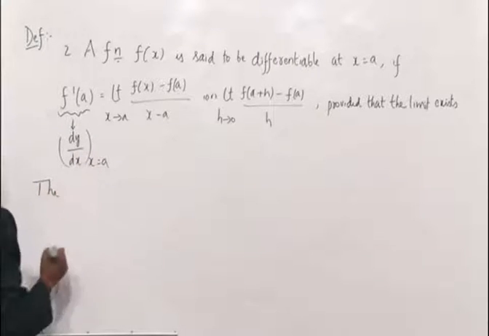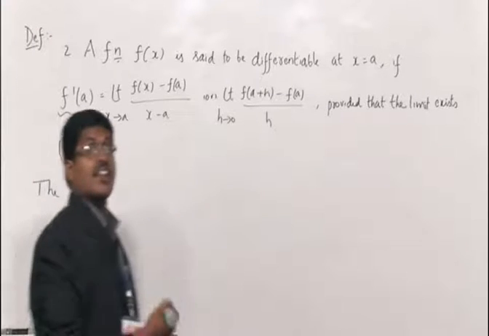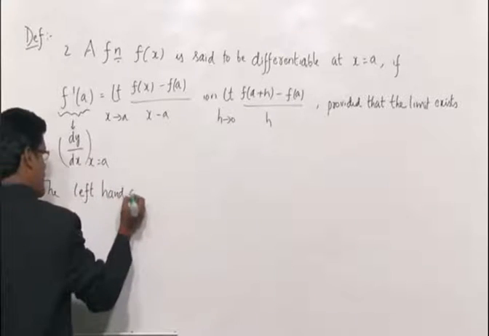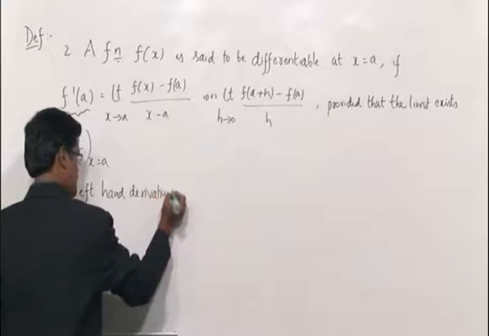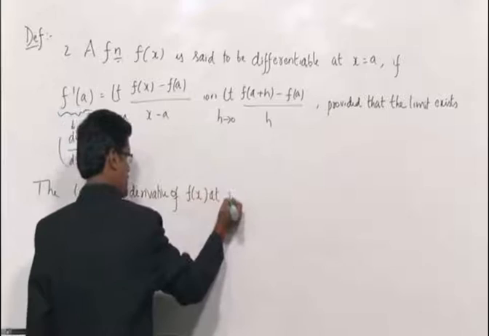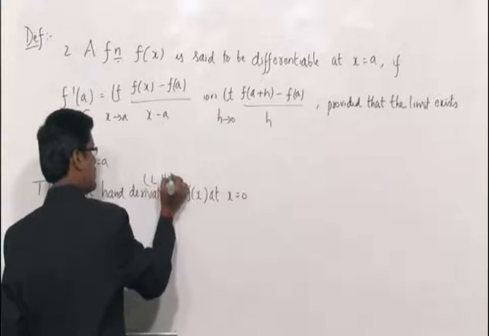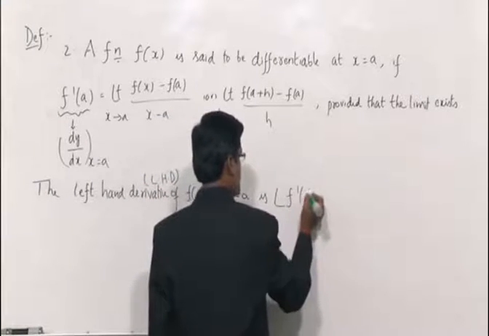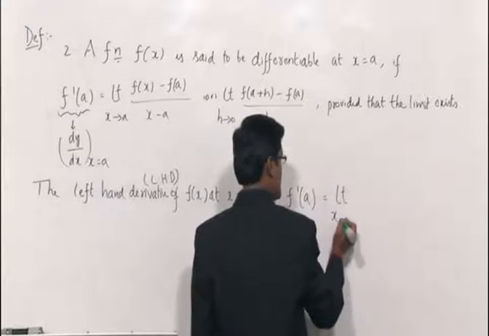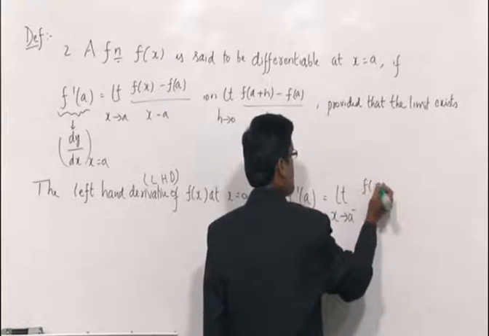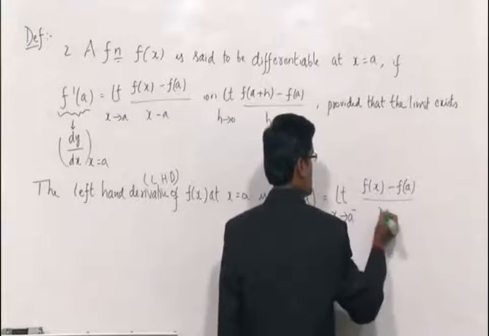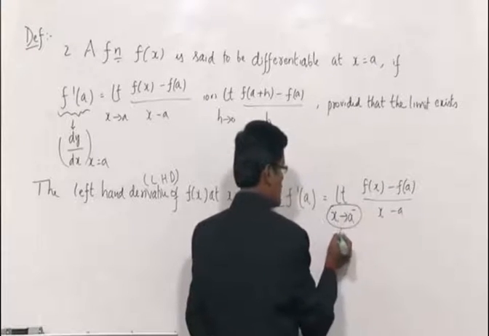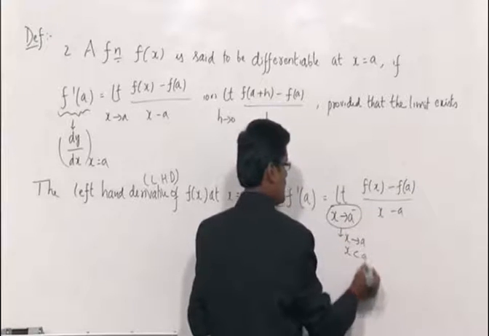Similarly, two types, because of left and right limits, here also left hand derivative and right hand derivative. I already discussed left continuity, right continuity, okay. Similarly, the left hand derivative of f(x) at x is equal to a is abbreviated and denoted by LHD at x is equal to a, which is Lf dash a. Notation is Lf dash a. The procedure is limit x tends to a minus f(x) minus f(a) by x minus a. x tends to a minus means x tends to a. What is the meaning of x tends to a minus? x tends to a, x less than a. Okay.